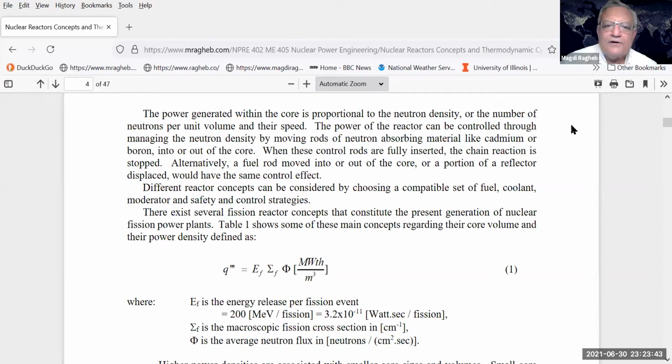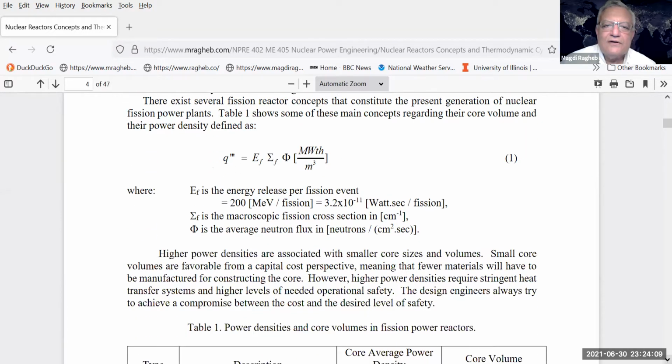Coming back to nuclear power generation, there are different reactor designs that we can think of. In fact, there could be as many designs of nuclear reactors as there are designers, provided you get a compatible set of fuel, moderator, coolant, and a control system. There are several different reactor concepts that we are going to study, but the differentiation between them depends on how much energy you are producing in a unit volume.